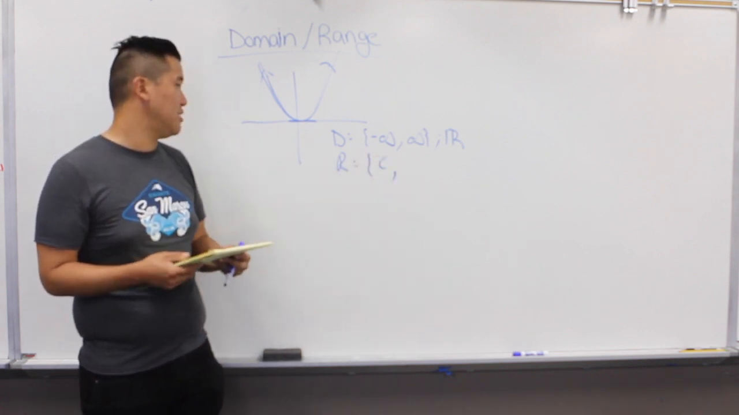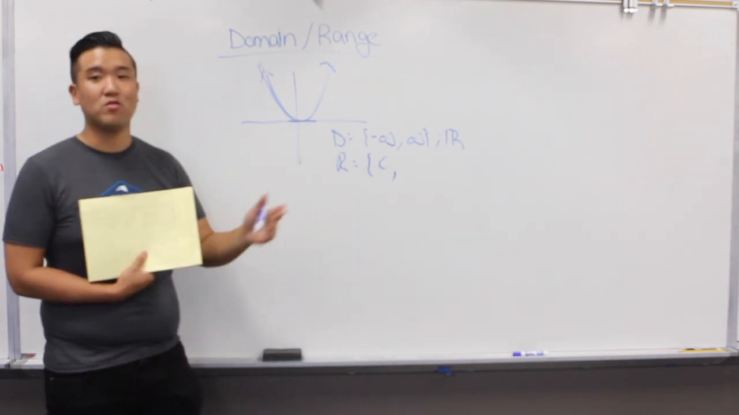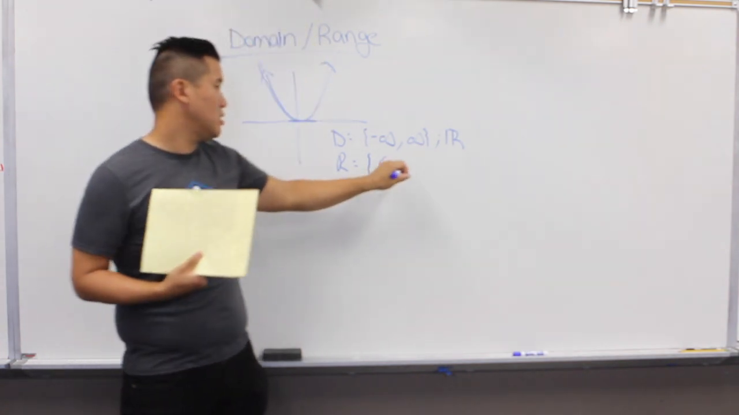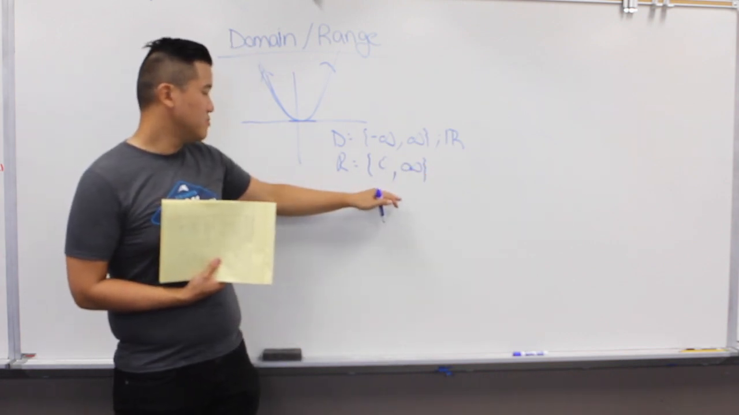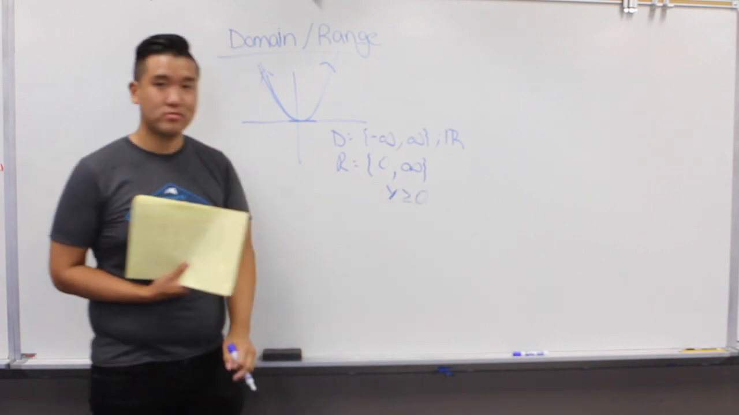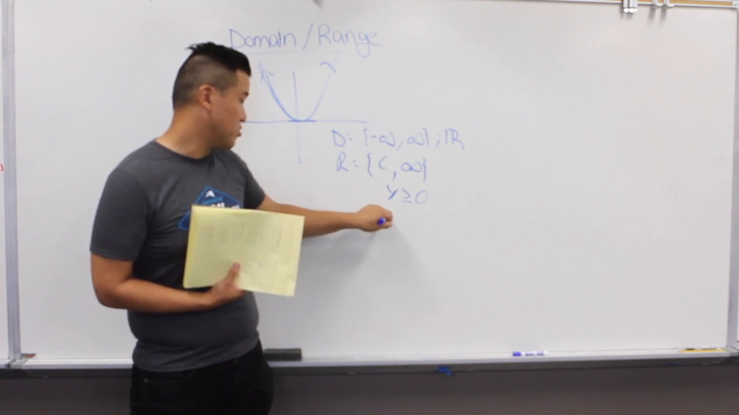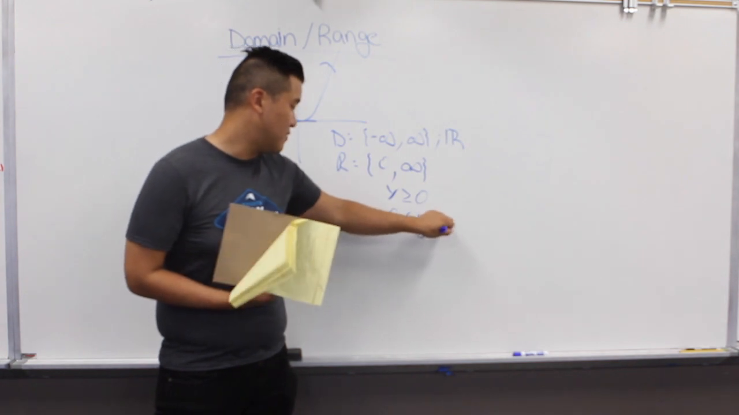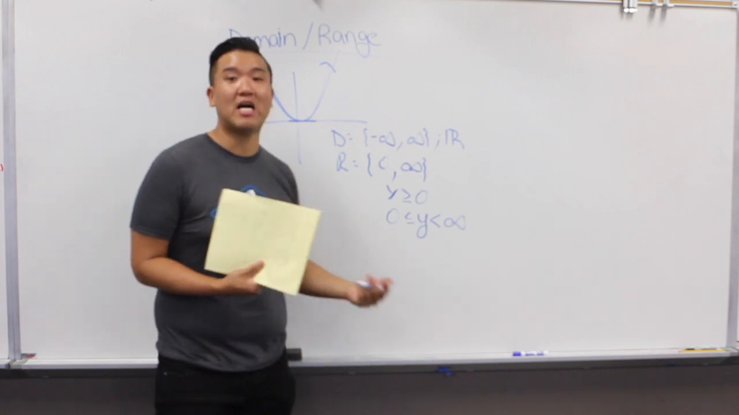Be careful, because a lot of kids tend to use the x values for range, but always remember, your range represents your y values. How far up does this graph go? Well, both of these go up to infinity, so we go to positive infinity. You can write it like this. A lot of teachers will write it as y is greater than or equal to 0. Other teachers will write 0 less than or equal to y, which is less than infinity. Try to really understand what your teacher wants, how they want it.